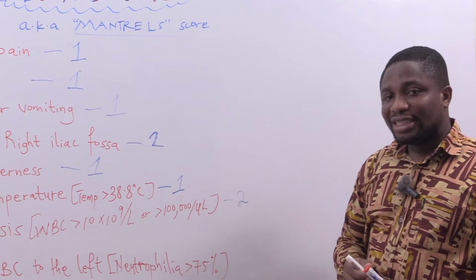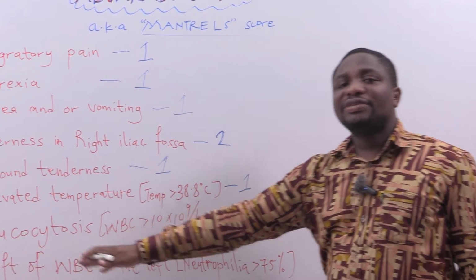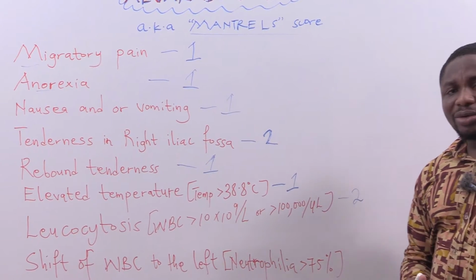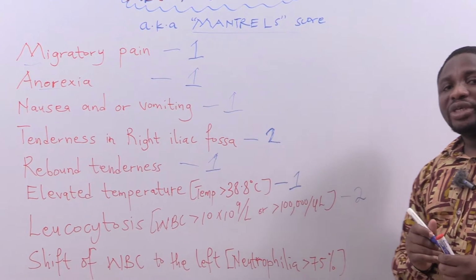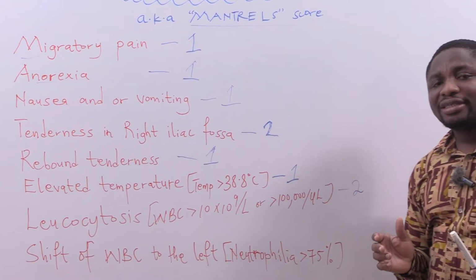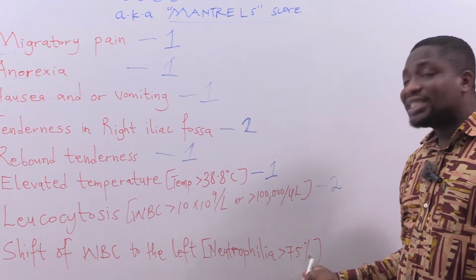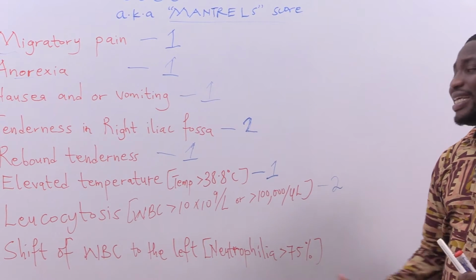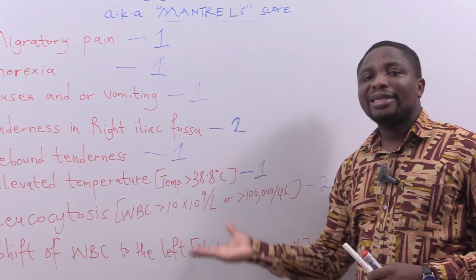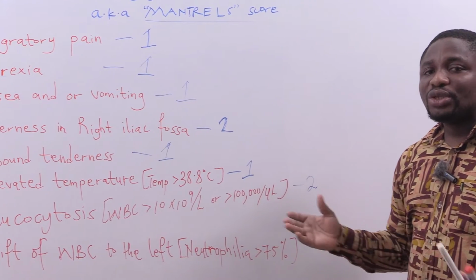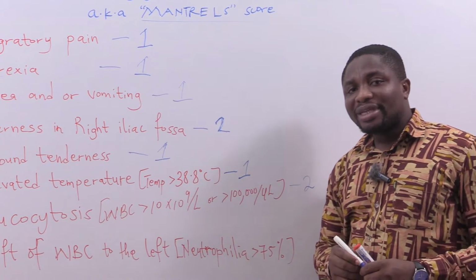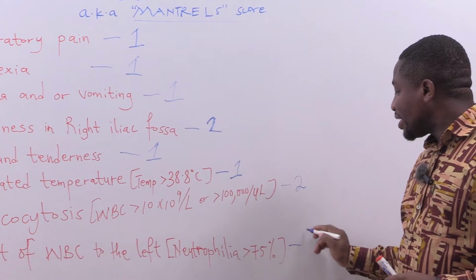Then finally, we have the S, which is shift of the WBC count to the left, which indicates neutrophilia. And in this case, the criteria is going to be a neutrophilia greater than 75%. And this can also occur in a lot of conditions. So it's not specific to acute appendicitis. So we'll give a score of 1.